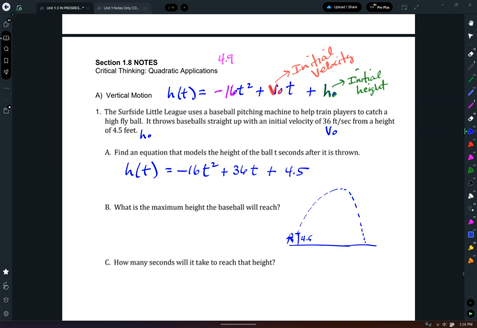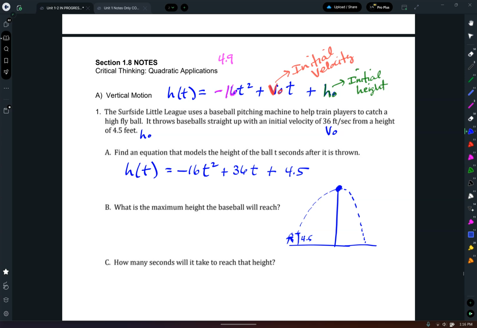So they're asking what is the maximum height? So basically they're trying to ask, all right, what is this maximum height off of the ground when it's at its highest point? Well, look at it. It looks like it's following the path of a parabola. Does that make sense based on the equation?